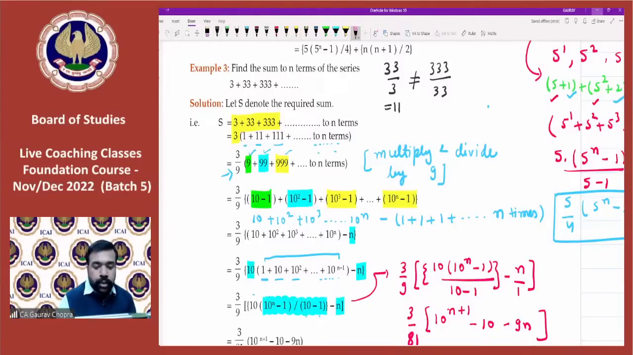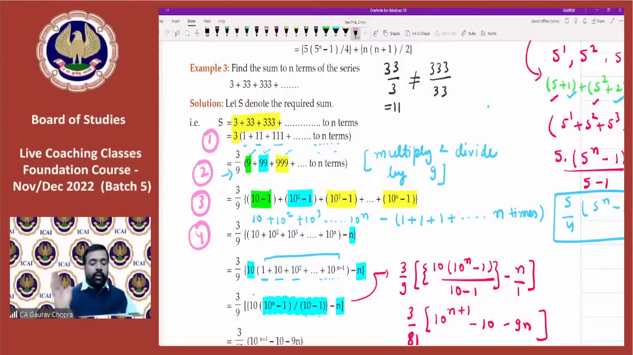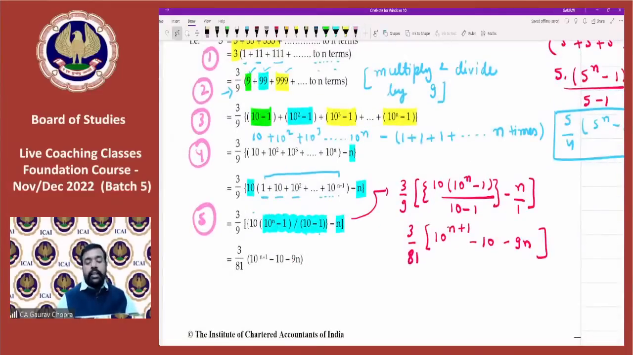Let us mark the numbers. First step was to take common. Second step was to multiply and divide by 9. Then third step was to write in terms of 10 minus 1, 100 minus 1. Fourth step was to separate the numbers of 10 and then 1. Then the fifth step was to apply the formula of GP, and then final answer. So these are the 5 steps which we have to always follow. All right.